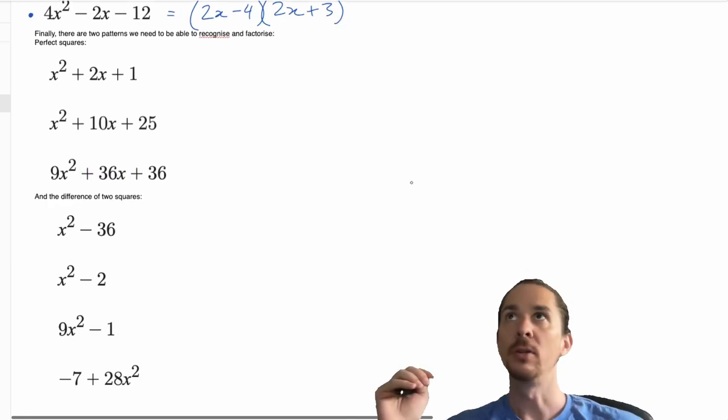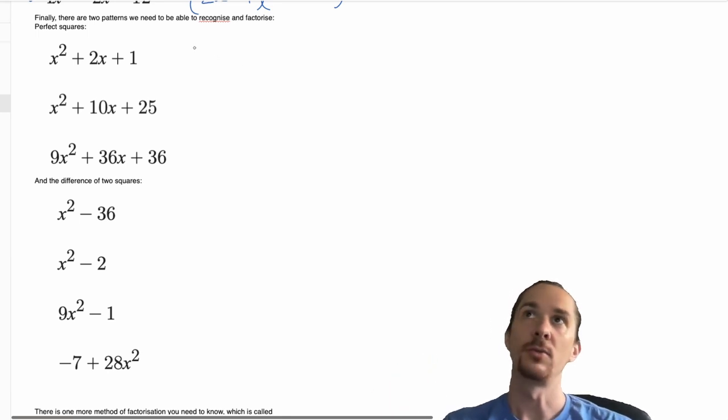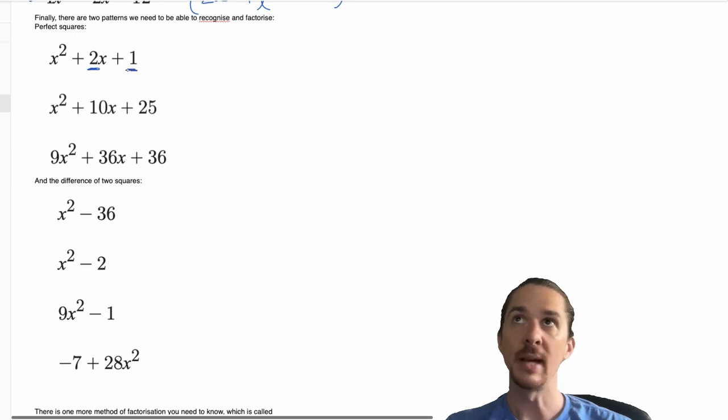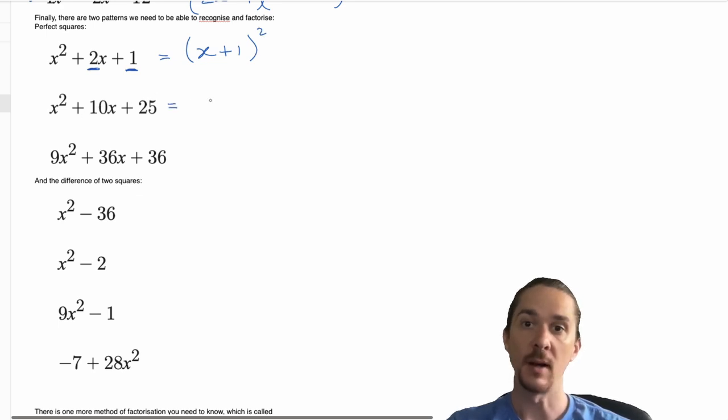Moving on, there are two patterns we need to be able to recognize and factorize. Firstly, we have perfect squares. So this number will be double something, and this number will be that thing squared. So in this case, it's 1. This is going to factorize to be x plus 1 whole squared. In this case, this is double 5, and this is 5 squared. So this is x plus 5 whole squared.